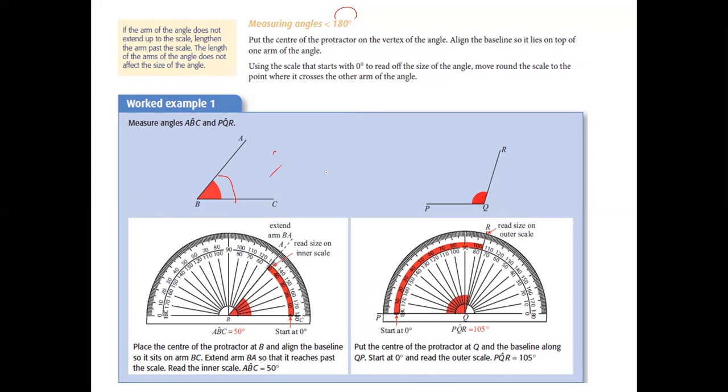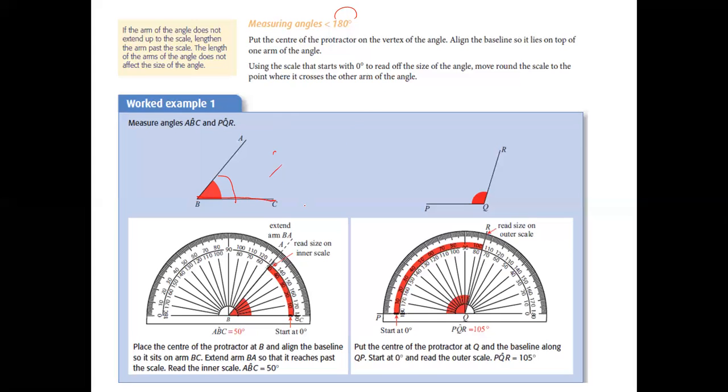And using the scale that starts with 0, its initial point is 0, as it's a straight line. If you have a protractor, please try at home, with your notebook, put it on your paper and try it. If it's correct, please send us your answers in the comment part of the video. Using the scale that starts with 0 to read the size of the angle, move around the scale to the point where it crosses the other arm of the angle.